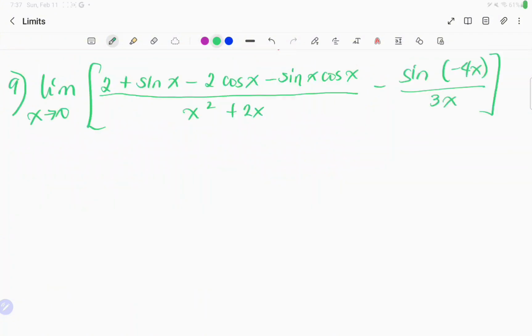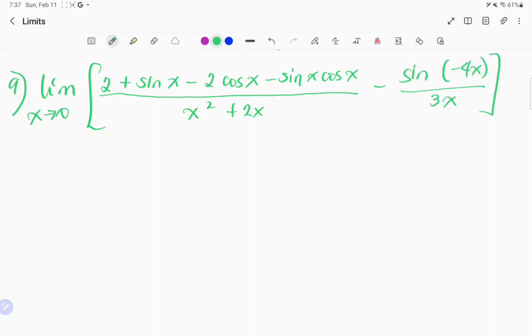Let us have the last example. We have the limit of 2 plus sine x minus 2 cosine x minus sine x cosine x over x squared plus 2x minus sine of negative 4x over 3x as x approaches 0. Well, I think when we substitute 0 here, it will become indeterminate. So what we're going to do here is to probably simplify the numerator of our first term and also the denominator of our first term, and then apply some sort of identity here in our second term.